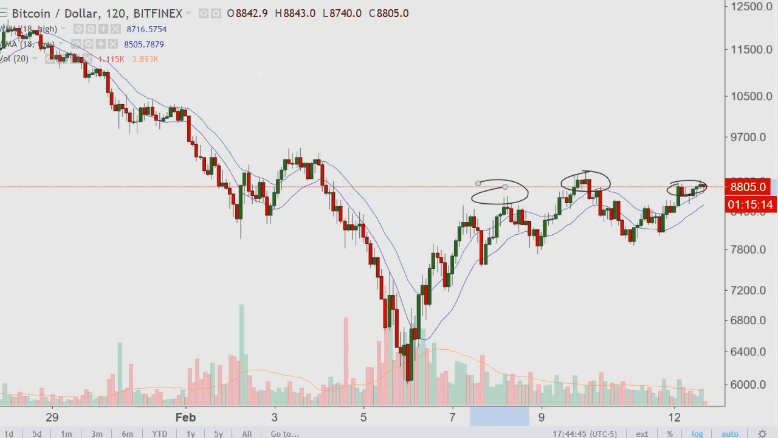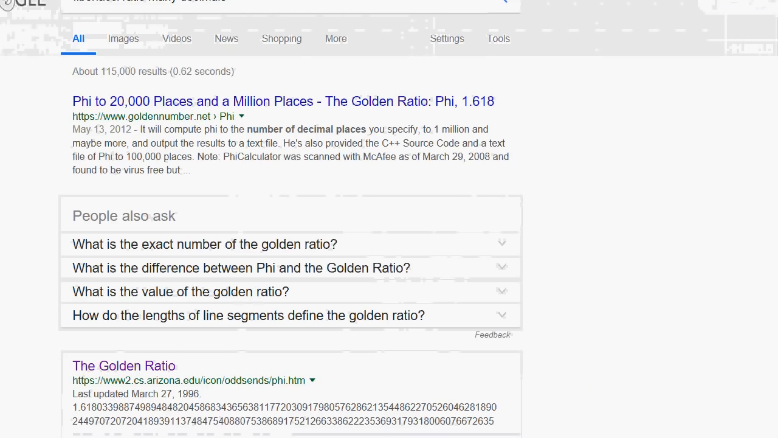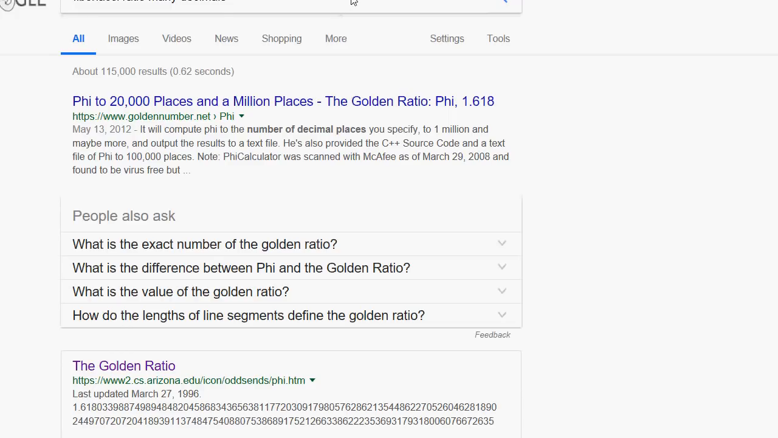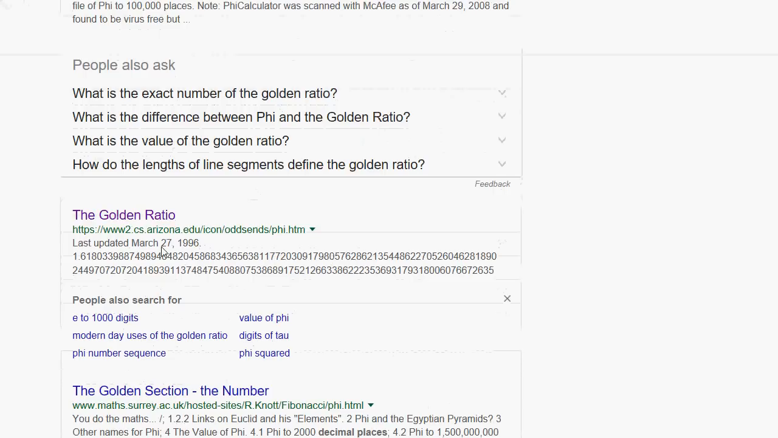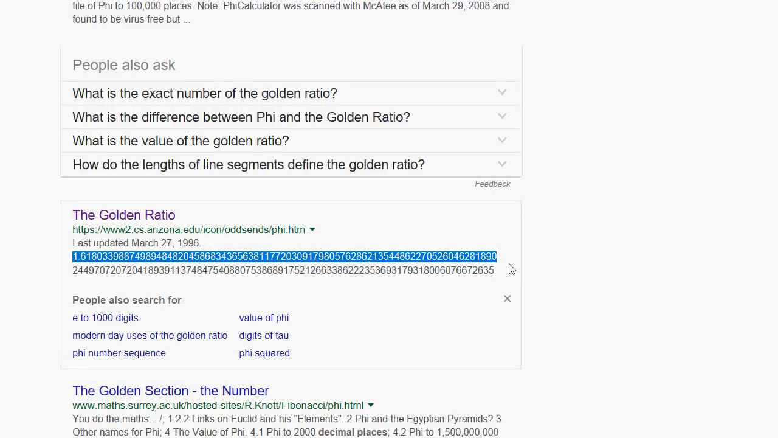beautiful, beautiful thing, because just quickly doing a Google search moments ago, I did a search for Fibonacci ratio many decimals. So I have 5 to 20,000 places, that's it, and 1 million places. That's pretty good. This is a lot of decimals right here. It gets even larger than that.